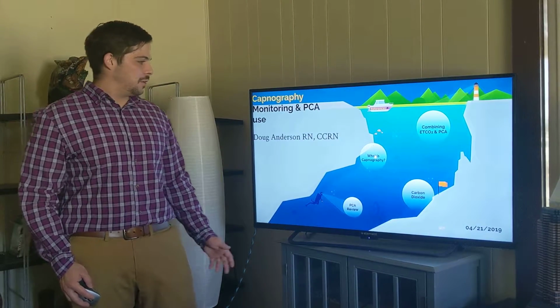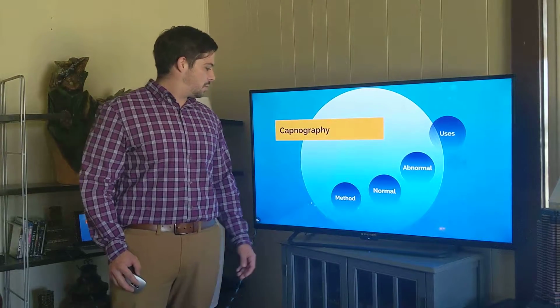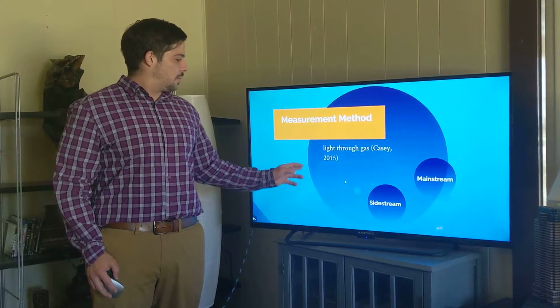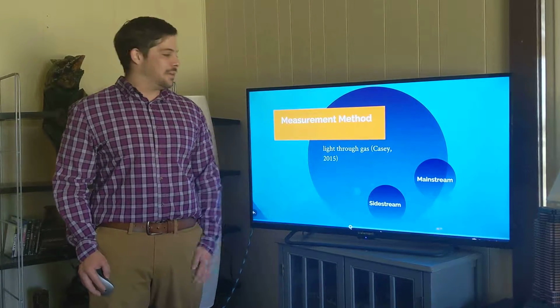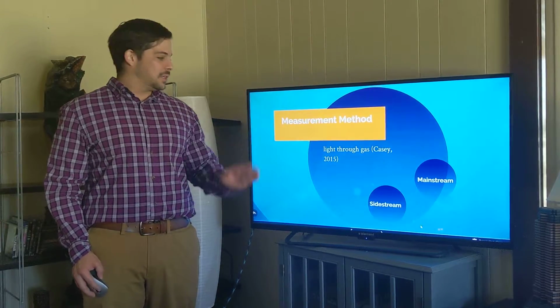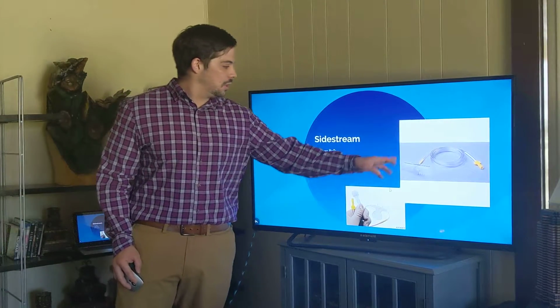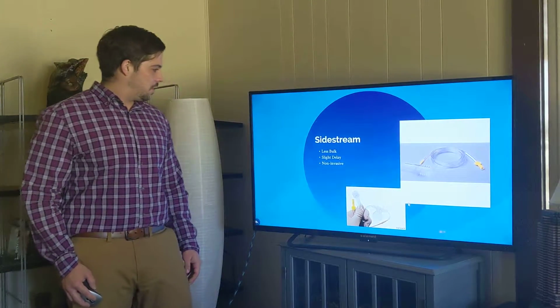So what is capnography? Capnography is a measure of carbon dioxide, specifically your end tidal. The way that works, it's either a laser light or infrared light that passes through exhaled gas. It could be side stream, which is less bulky. This is what will be used for the PCA pump.